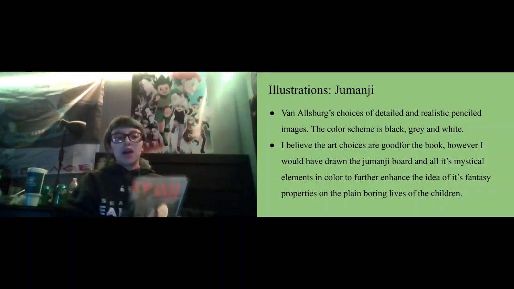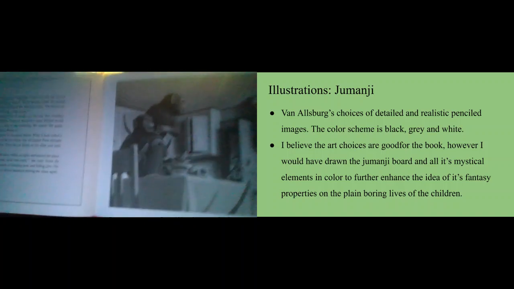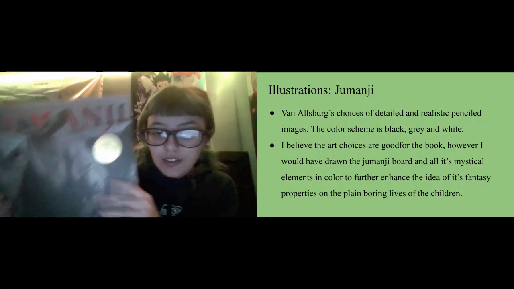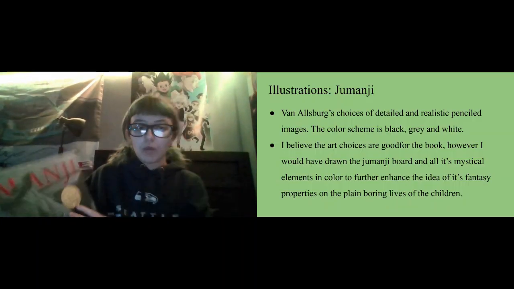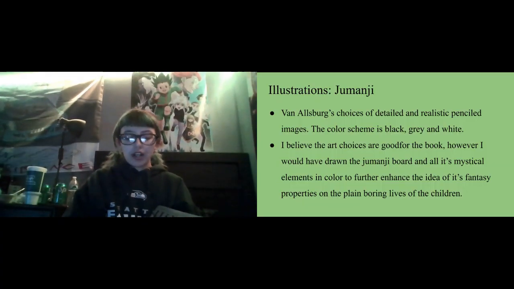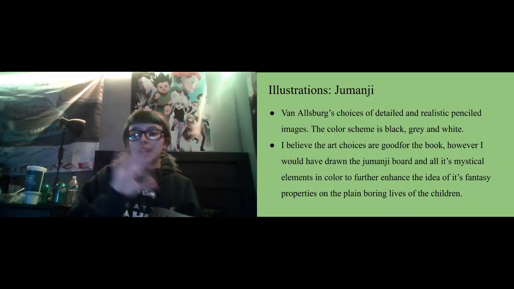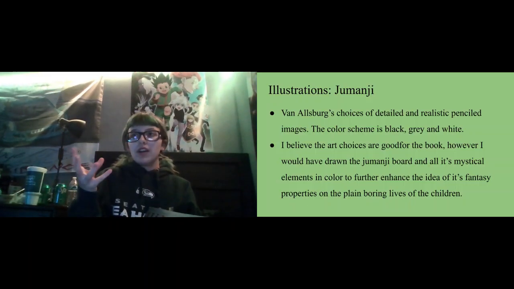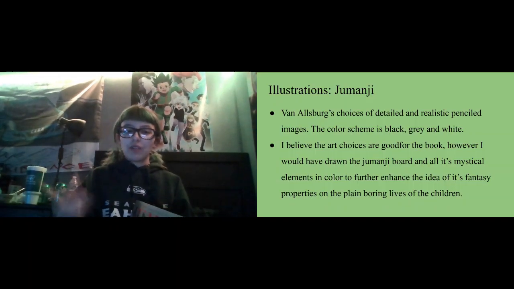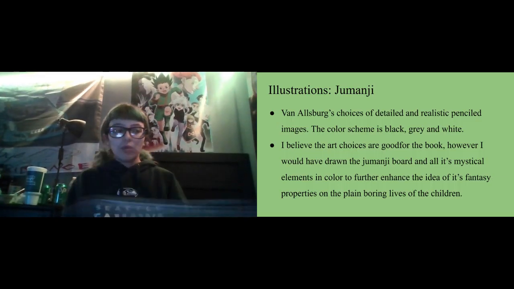The illustrations in Jumanji are detailed and realistic. So here's one of my favorite ones. They're detailed and realistic, penciled images, kind of, because the color scheme is just black, gray, and white. I believe the art choices are good for the book. However, I would have chosen to do it the same way, except having all the monkeys and the animals and the weather and just the board in general be colorful in the black and white. I feel like that could have been really good imagery and enhance the idea of the fantasy world and its properties.